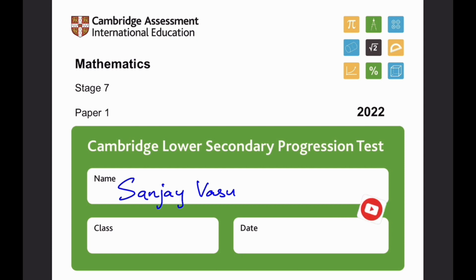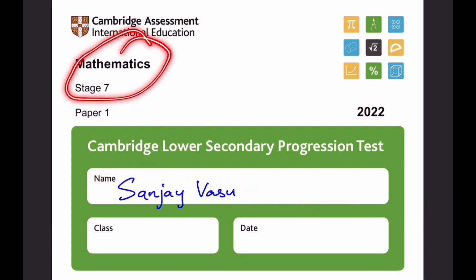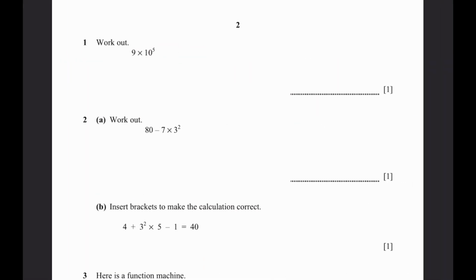This time I'm doing it on Cambridge Lower Secondary Progression Test for Mathematics Stage 7 Paper 1 2022. Not allowed to use a calculator. Let's start. Question 1. Work out 9 into 10 to the power 5. That's equal to 9 into 100,000. And that's 900,000. That's the answer.